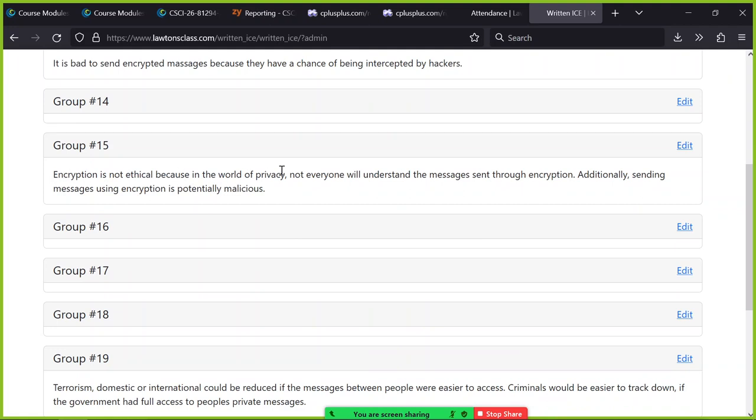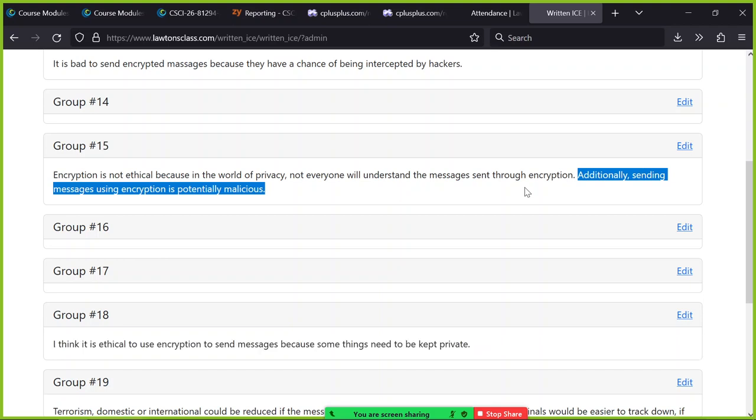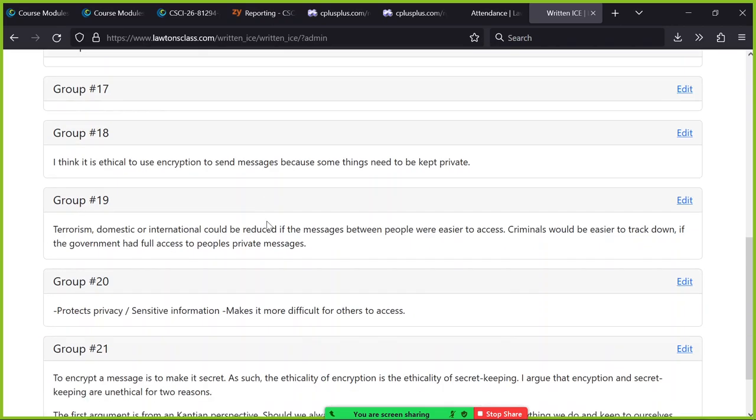Encryption is not ethical because in the world of privacy, not everyone will understand the messages sent through encryption. Good. Yes, that's the main argument against encryption that governments and law enforcement like to use, that if you are a bad person, you are able to profit from encryption and make sure that you talk to only the other bad people, right? And like plan your evil outings or whatever. That is what encryption is good for sometimes, I guess. And that's one strong argument for why we shouldn't have it, right?